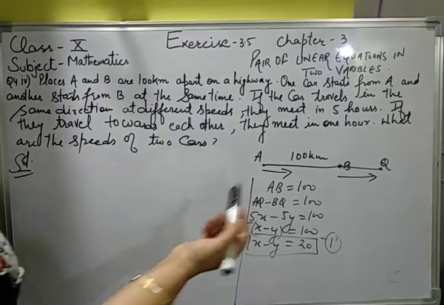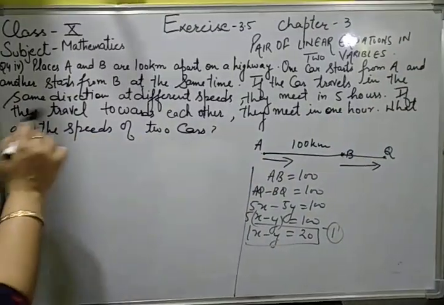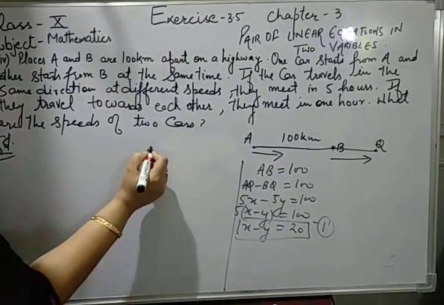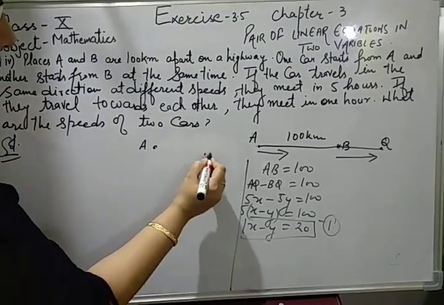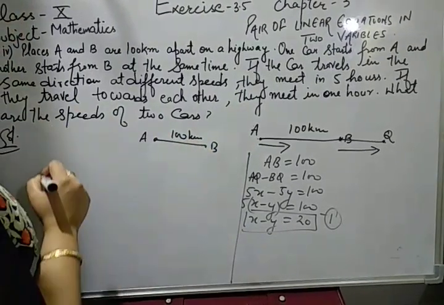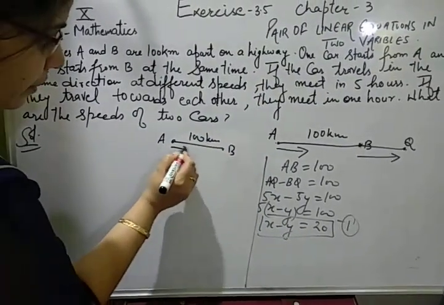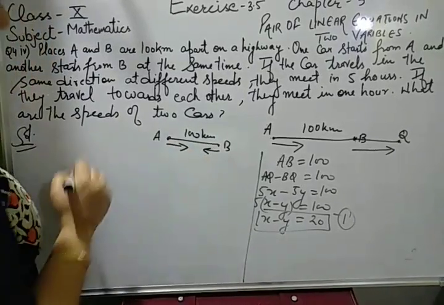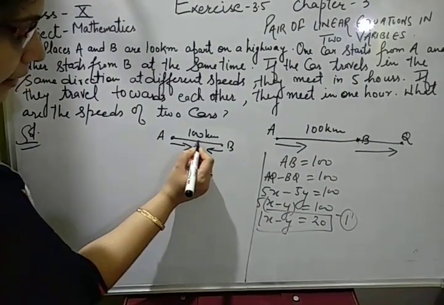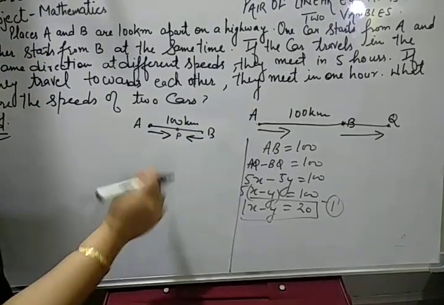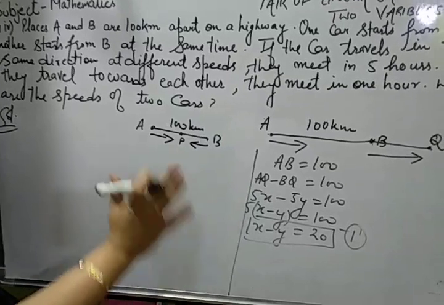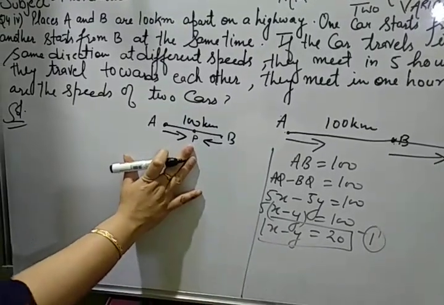Now the next situation given is if they travel towards each other. If they travel towards each other, the distance between A and B is 100 km, and they meet in 1 hour. Let P be a point. Suppose they meet after 1 hour at point P.